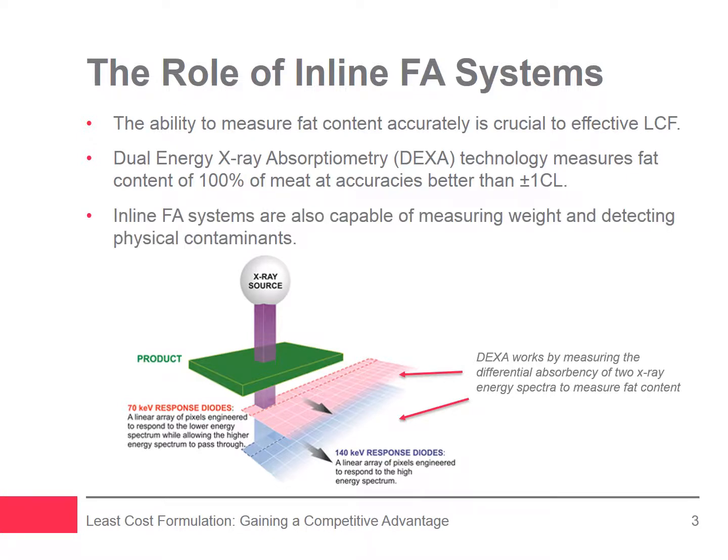In addition, FA systems are simultaneously capable of detecting physical contaminants and measuring weight. These additional capabilities help prevent damage to downstream processing equipment, as well as safeguard companies against product recalls. Furthermore, by providing processors with real-time accumulated weight and weighted CL measurements, FA systems enable control of a total batch to target CL at a given batch weight.